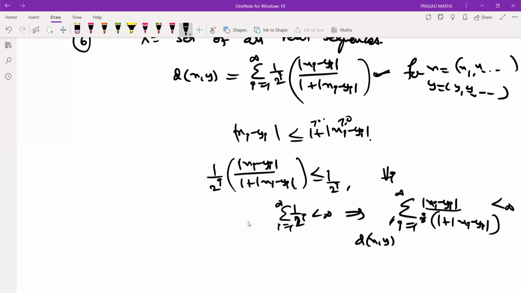So the remaining properties are as usual. There is no problem, it is the same proof. Therefore this is a metric on X, the space of all real sequences.